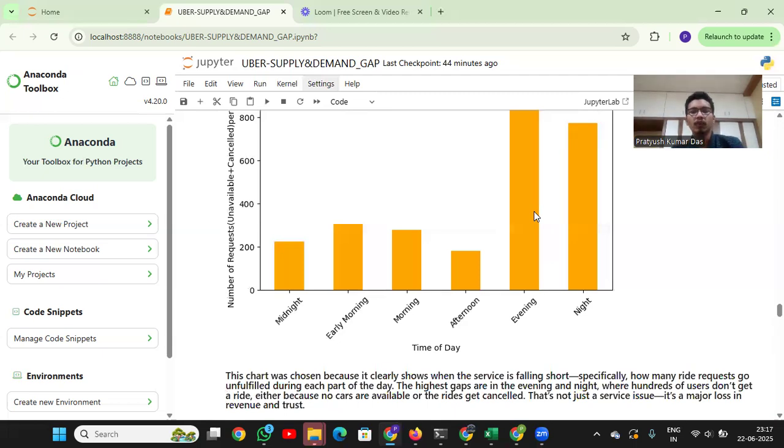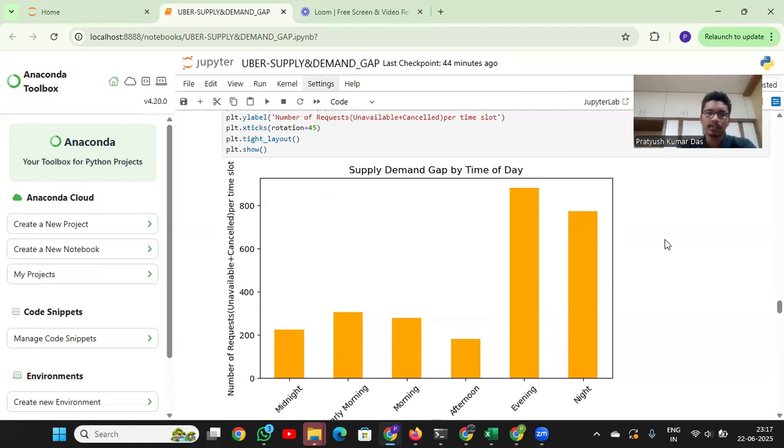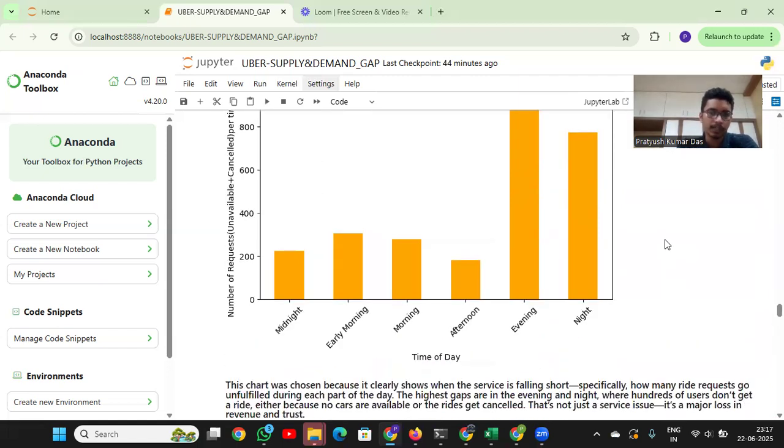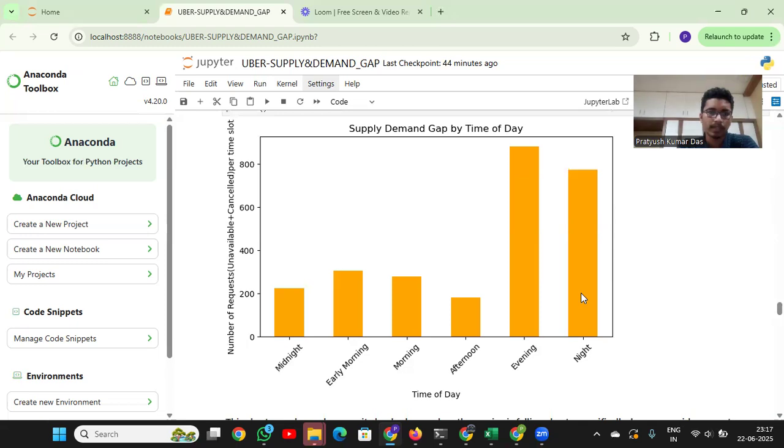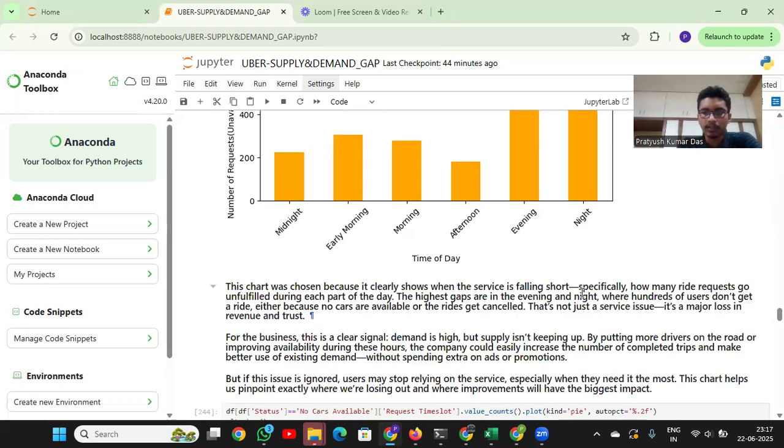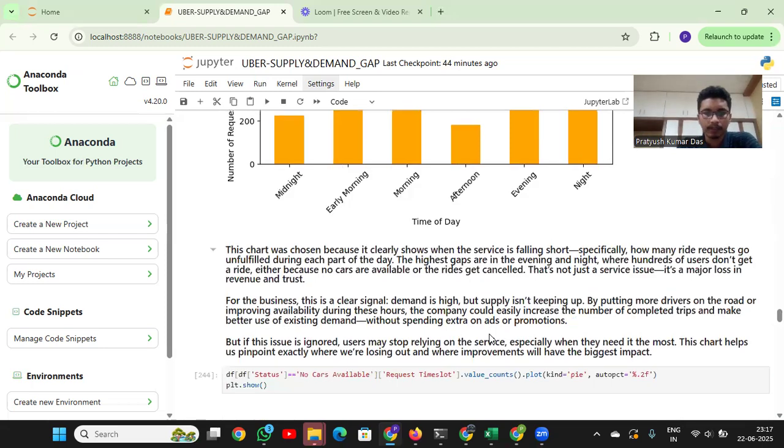It could be that so many unavailable trips are overshadowing the trips that were cancelled. Sorry. It would be the fact that fewer trips were cancelled in the evening and night time slots as compared to the trips which were unsuccessful due to unavailability of the cabs. That's why we have a higher number, greater than 800 entries, where requests were not fulfilled.